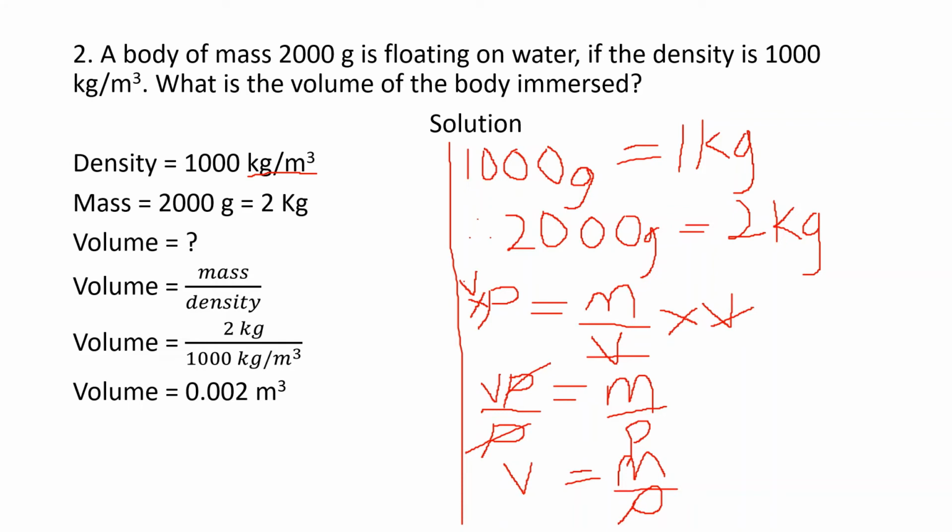Let's bear in mind, always we need to look at the unit. The SI unit for volume is meter cube. SI unit for mass is kilogram. So in this question, density given was in kilogram per meter cube. So the best thing for us to do is to change the grams of the mass to the kilogram. So when you come to this, kilogram will cancel this kilogram, and you have your meter cube.